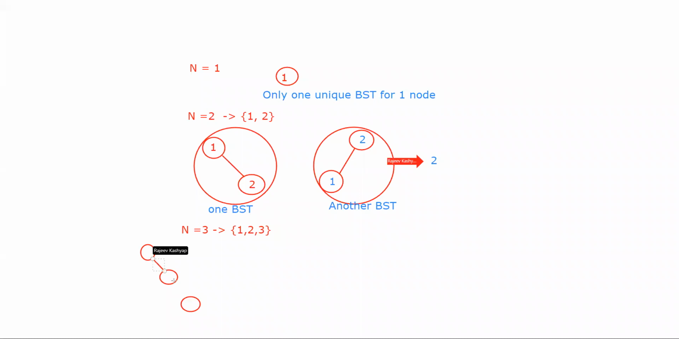It means I have created one BST using one, two, and three. So this is one BST. Also, I can create another BST using the three nodes. I can use one as the root node again, with three and two.